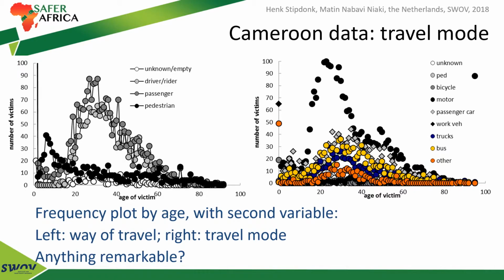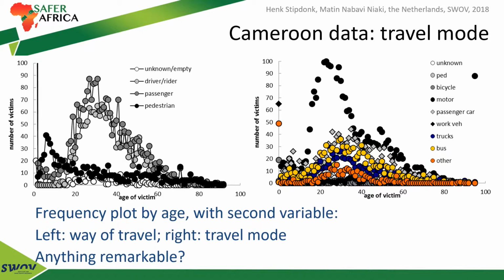Further, we see that the number of victims among riders increases with age and then decreases. What could be the reason for that? So I mean, this upward slope and then this downward slope. What could be an explanation for that? You may pause if you want, but I'll give the answer straight away.